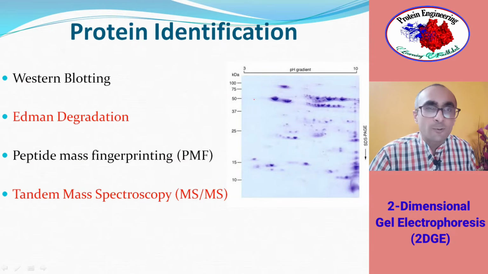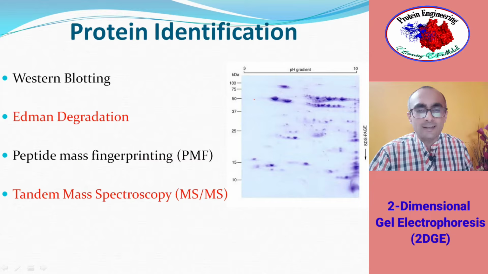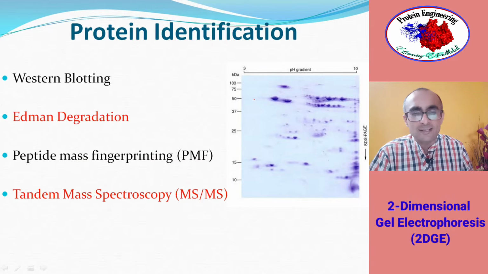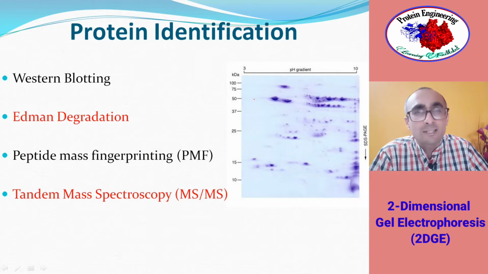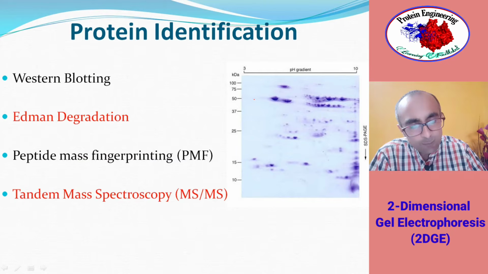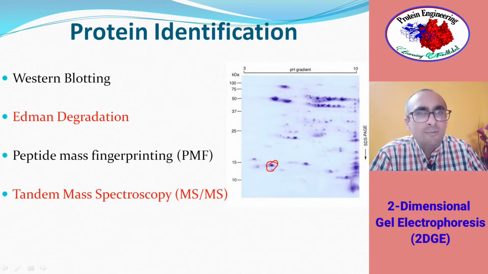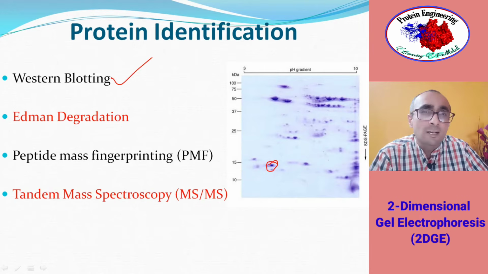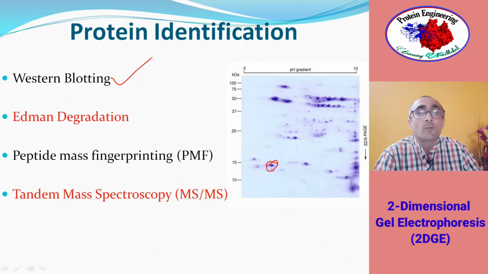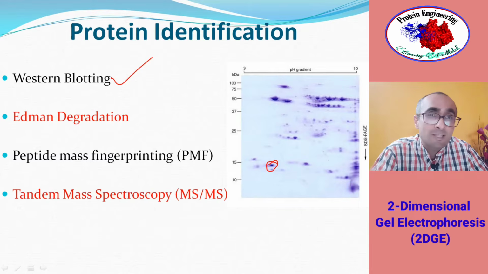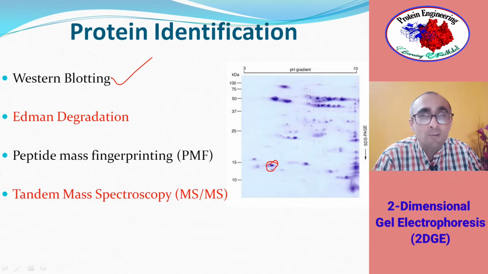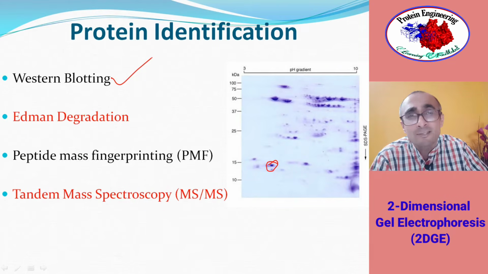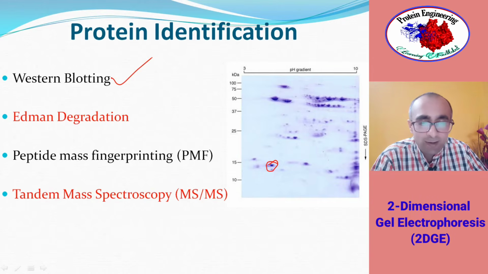So once proteins are resolved, the second step in proteomic study is identification of the proteins. Each spot can be identified using different techniques. For example, Western blotting is one of the methods to identify spots. If you want to know whether a particular protein is present in the gel or not, you can use antibodies against that protein, and using the Western blot method it can be identified.